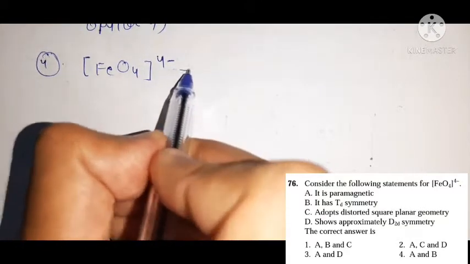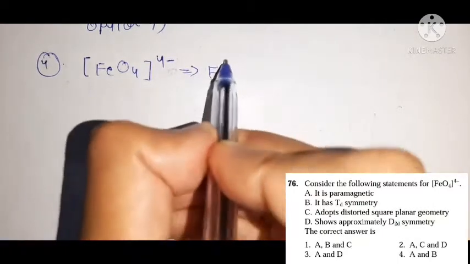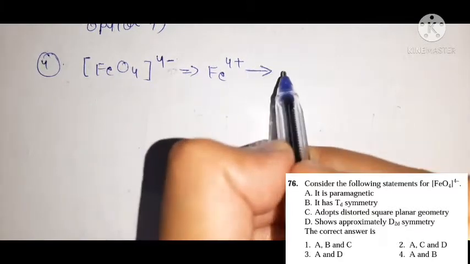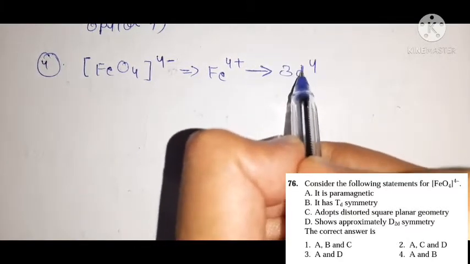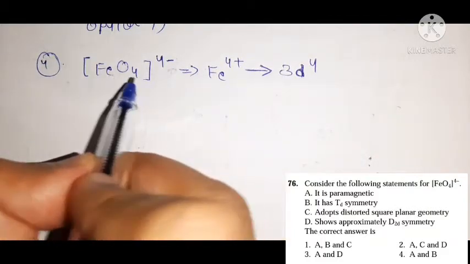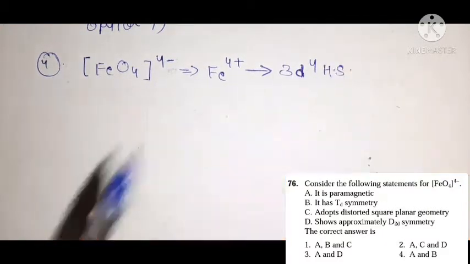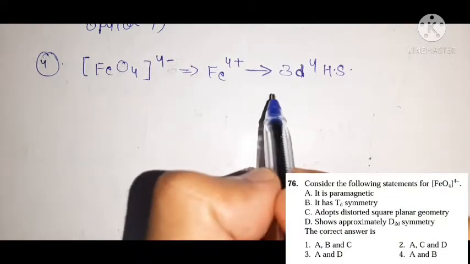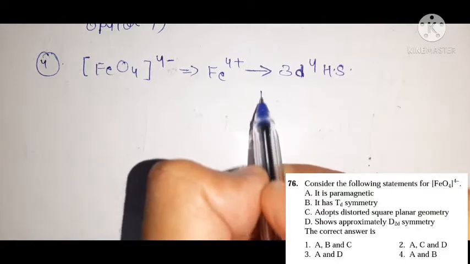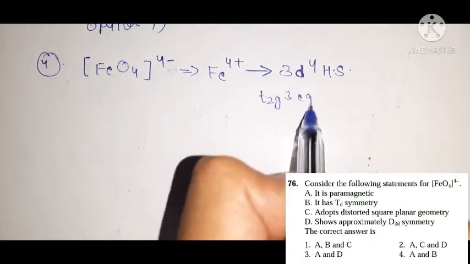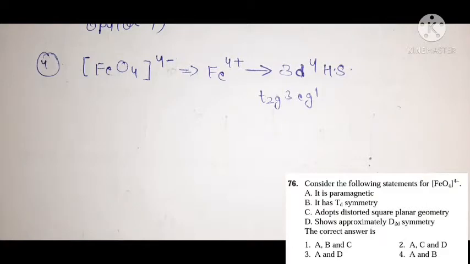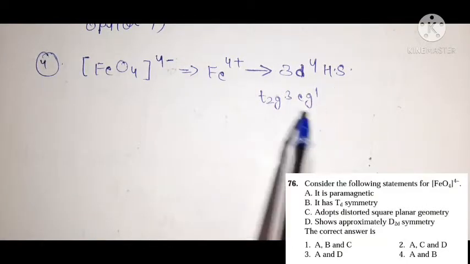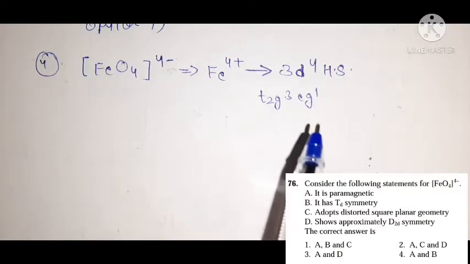and in this complex iron is present in 4 plus oxidation state, and iron 4 plus means it is a 3d4 complex, and oxygen is a weak field ligand, so it is nothing but a 3d4 high spin complex, and the electronic configuration of this 3d4 high spin complex is t2g3 eg1, or you can say this is the splitting pattern for d orbitals in this 3d4 high spin complex, that is t2g3 eg1.